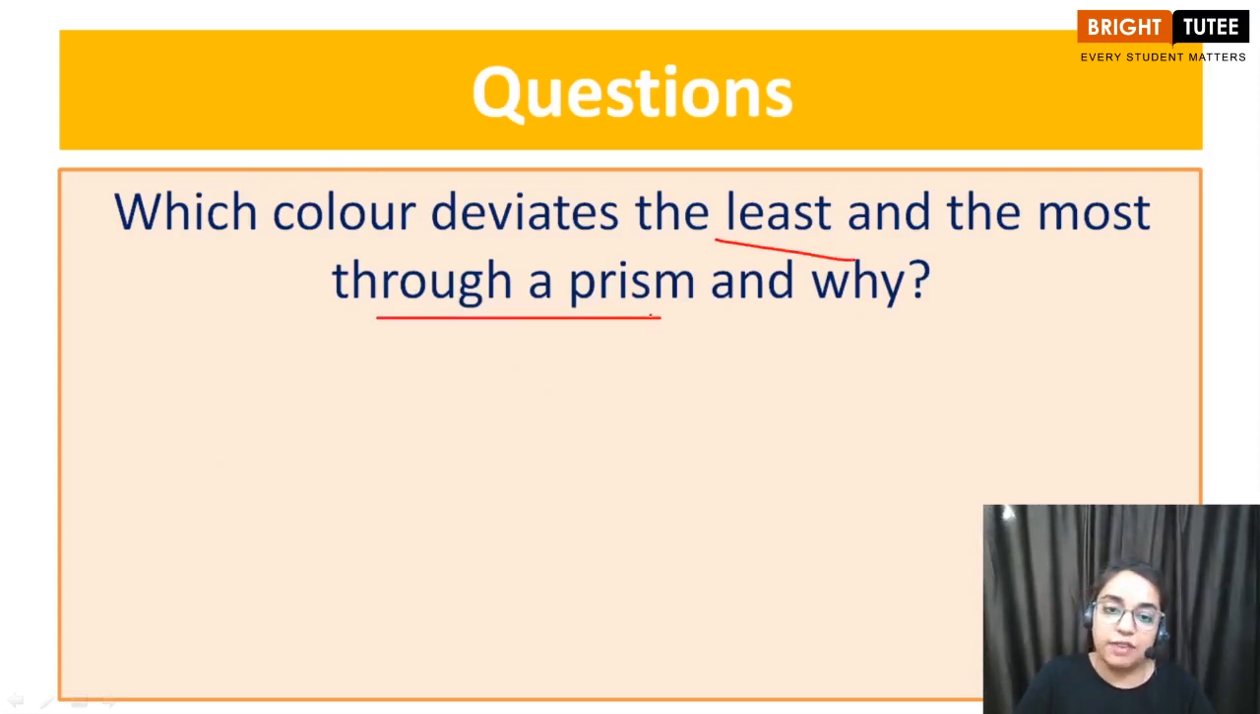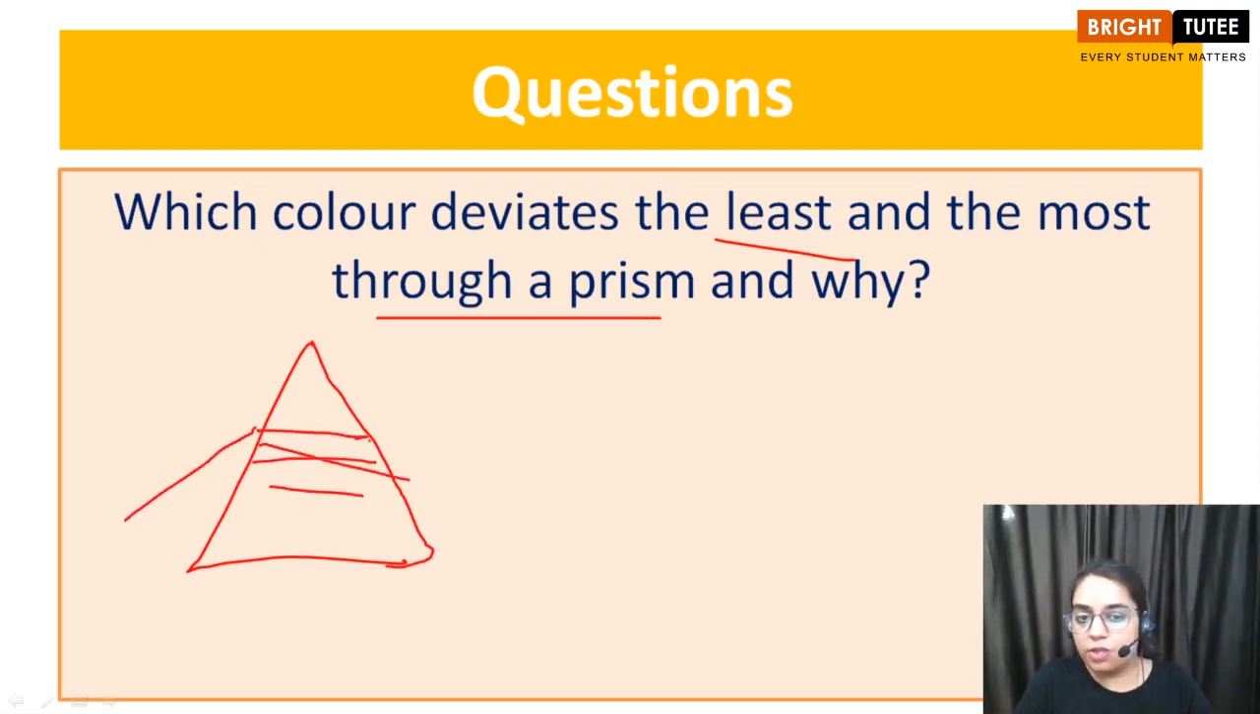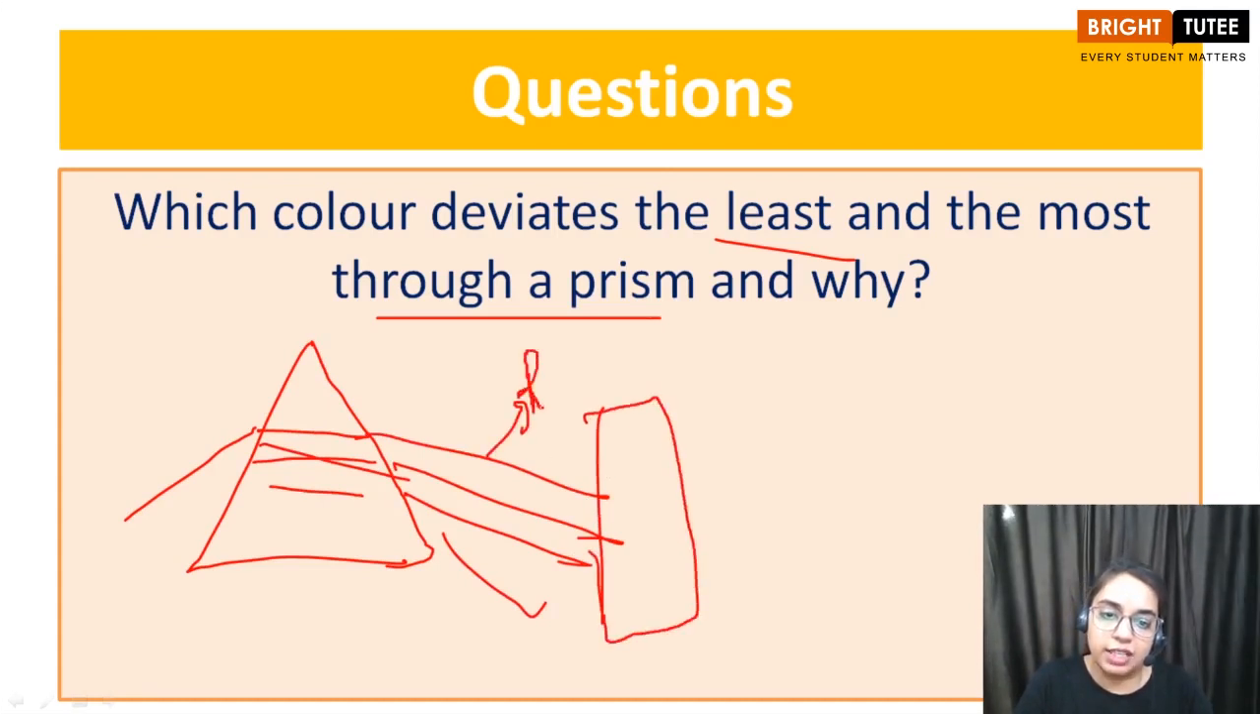Okay, next question is, children, which color deviates the least and the most through the prism? So children, we have discussed an experiment of the prism wherein we allowed the white light to fall on one of the faces of the prism, and on the other side we observed the 7 component colors on the screen. And when this happens, we observe that red color appears at the top and violet color appears at the bottom.